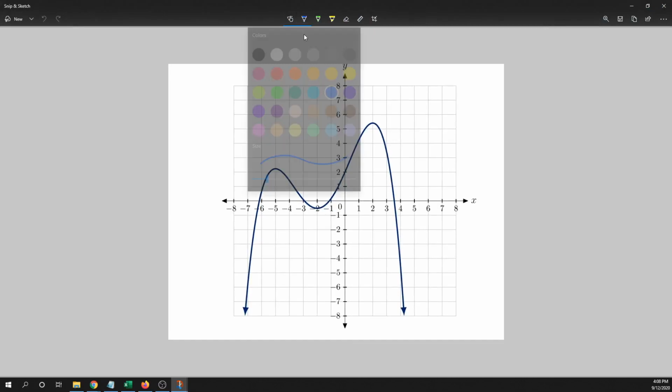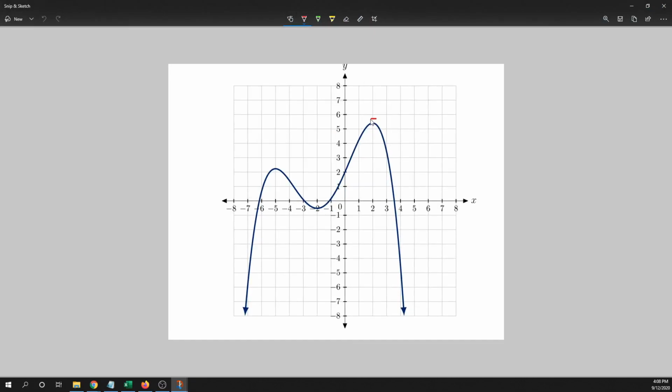So this point right here would be the absolute maximum point. It would be 2, and then I don't know what the y value is. It would be 5 point something. I don't know. Okay, that would be the absolute maximum point of this graph.